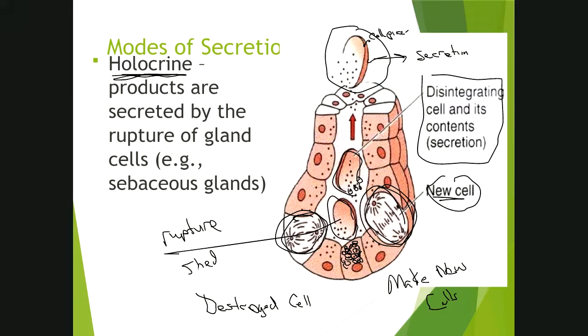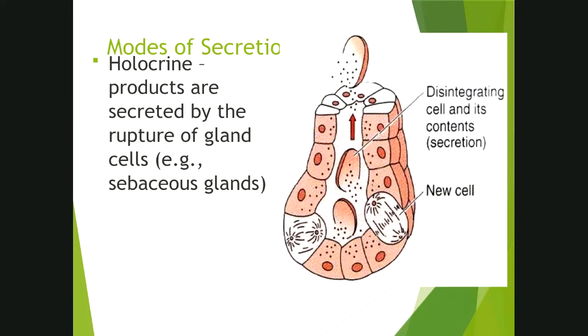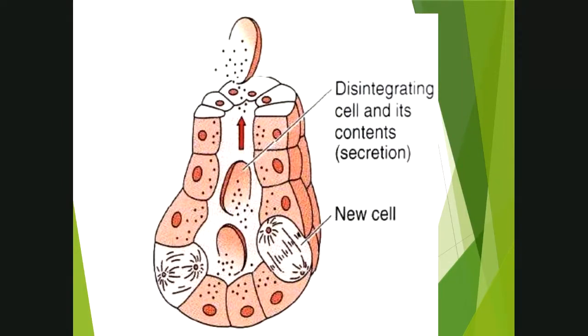And so when we look at this, if you look down at the bottom, these are going to be smaller cells. And what we're going to see is mitosis going on. And then if you look close to the top, we're going to see bigger cells until finally they pop and rupture. So when you look at it, it looks like this. So that's one way for the product to be secreted.